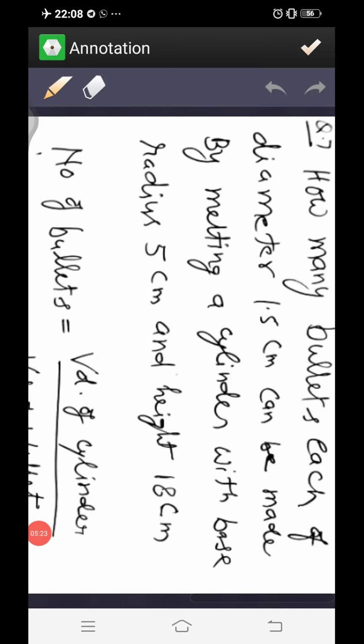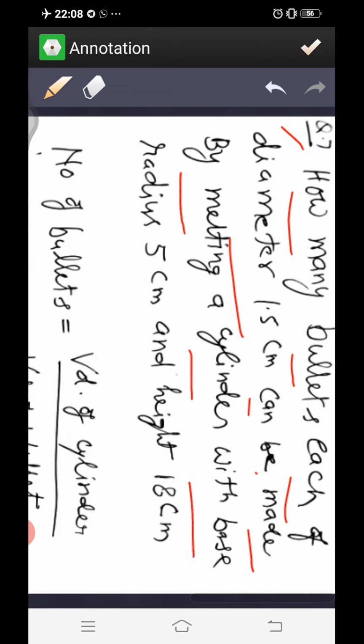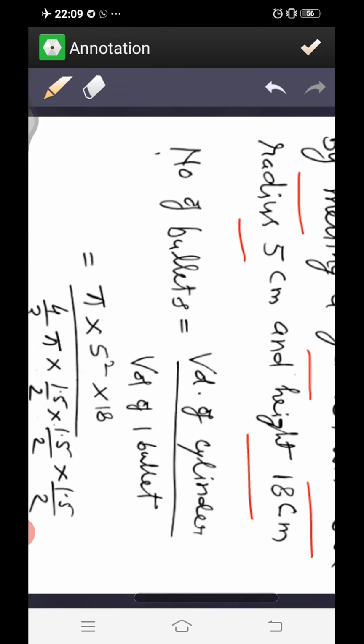Let us take question number 7. How many bullets, each of diameter 1.5 centimeter, can be made by melting a cylinder with base radius 5 centimeter and height 18 centimeter? So one cylinder we are melting and making spherical bullets. The number of bullets will be equal to the volume of the cylinder divided by the volume of one bullet.